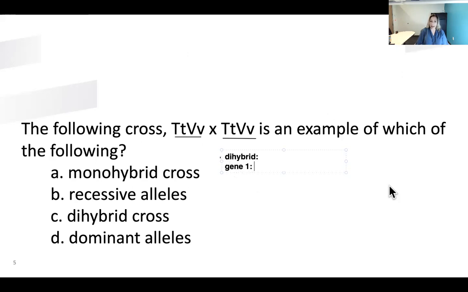Gene 1 would have big T and little t. Gene 2 would have big V and little v. You know that's not all the same gene because I used 2 different letters. Remember, the alleles for one gene have to have the same letter. Okay.